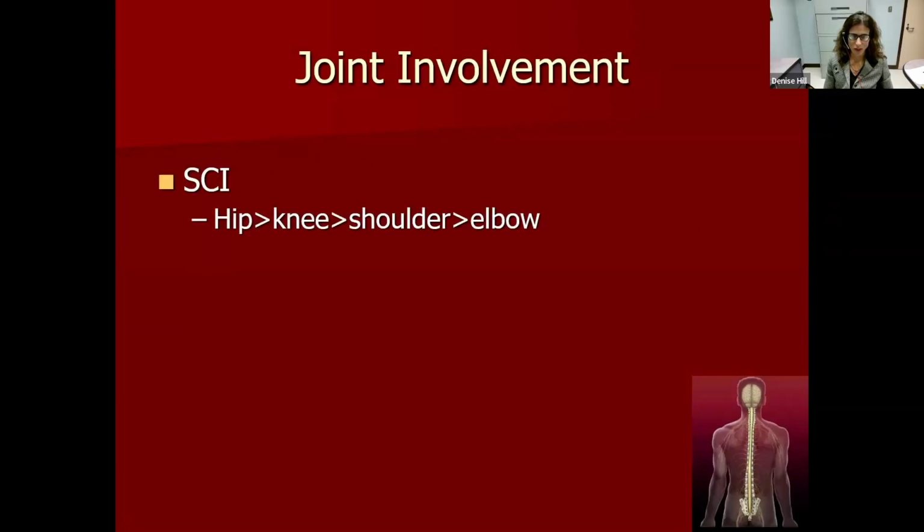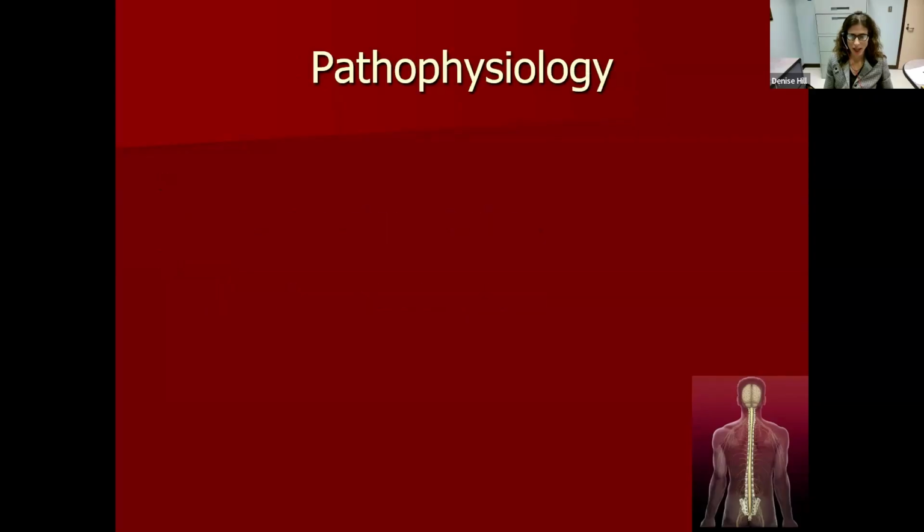Sometimes the residents are asked what joints are involved. Usually they have to be generally below the level of injury. But hips are most common in both diagnoses. And then, how does it happen? Why does bone start to develop?